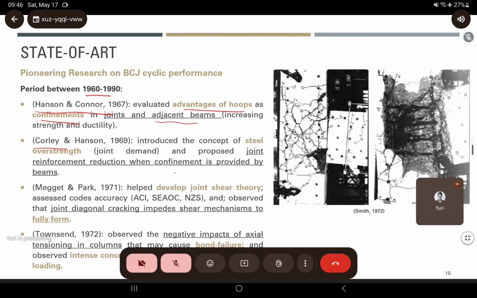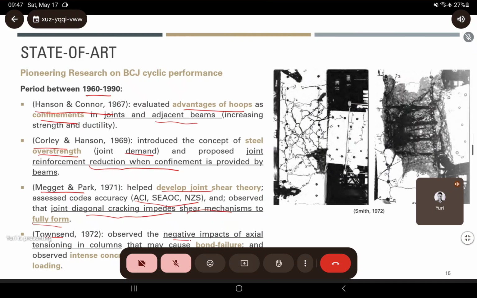After that we have Corley and Hanson, who checked what we call the steel overstrength effect, which impacts demands on the joint, and they checked the possible reduction of confinement when you have confinement from the beams. Meigh and Park also helped develop the shear theory of joints, and they assessed many codes, and they found that diagonal cracking really prevents shear mechanisms from fully forming.